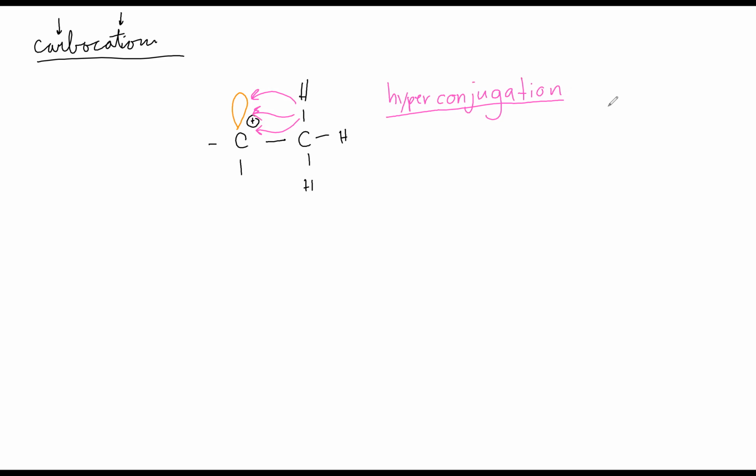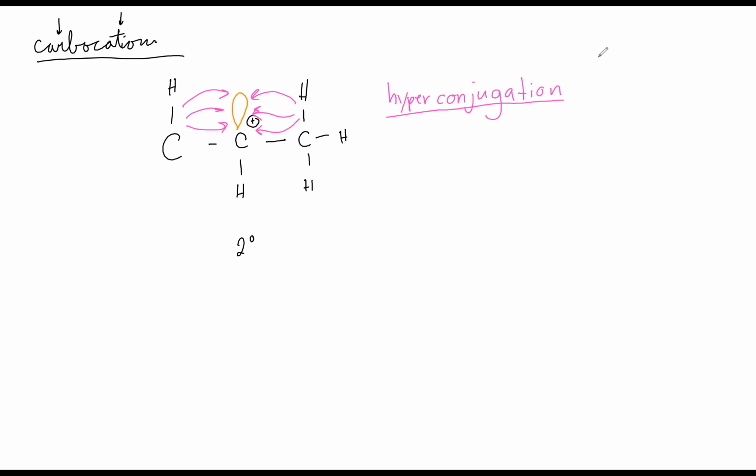As a result, the more carbon groups our carbocation is attached to, the more stable it is. This example here would be known as a primary carbocation because it's only attached to one other carbon. If this carbon had 2 carbon groups attached to it, then we would call it secondary. This would be more stable because now this other carbon group is going to participate in hyperconjugation and thus stabilize that positive charge even more.